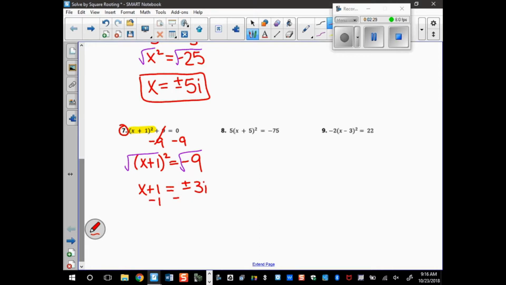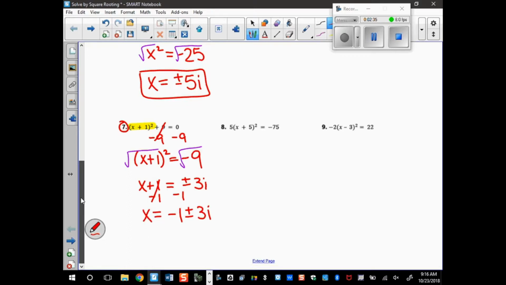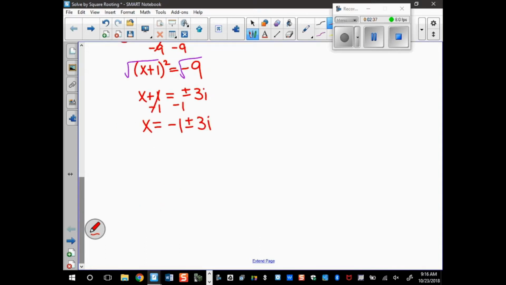When you do your minus 1, remember it goes up front. So x equals negative 1 plus or minus 3i. Again, if you prefer to write it separately, you can make it x equals negative 1 plus 3i and x equals negative 1 minus 3i. Either way, you can't combine them. So I usually leave it together, but that's up to you.